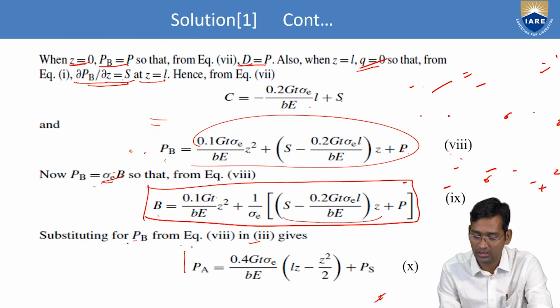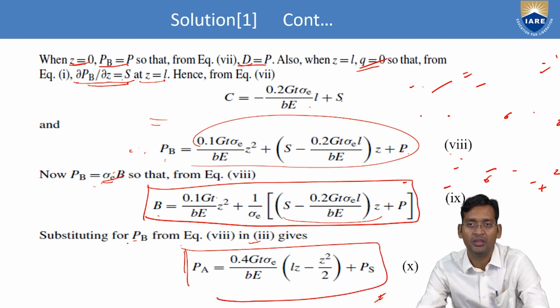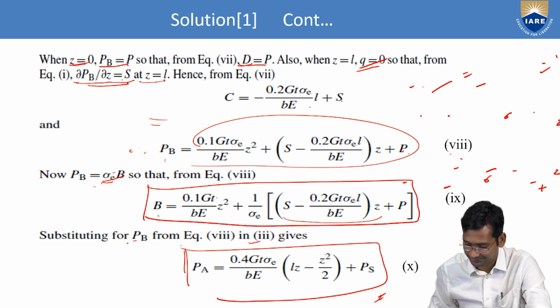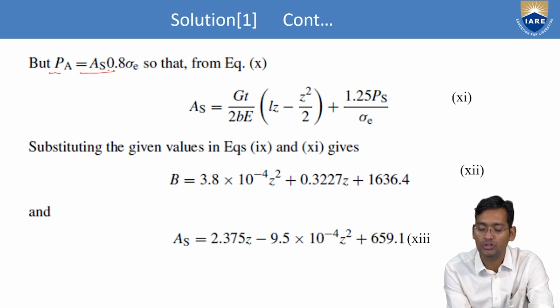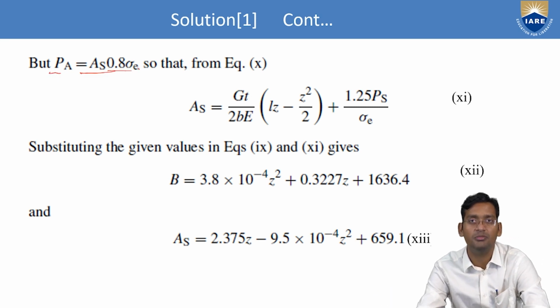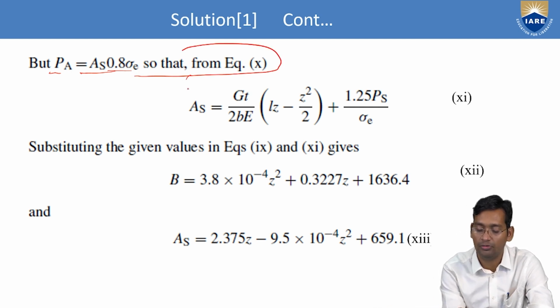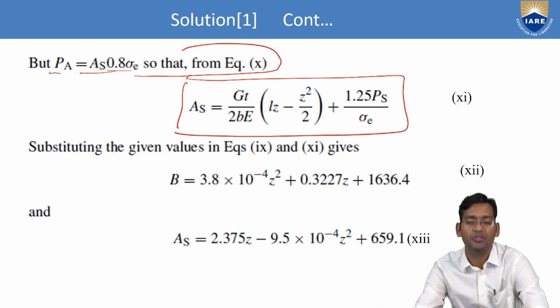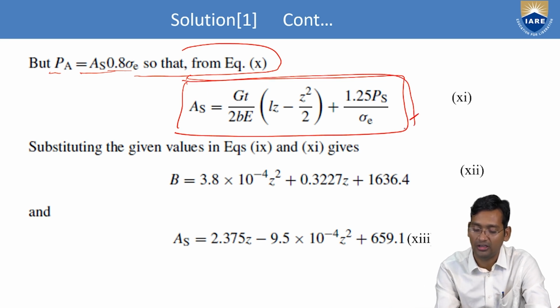After substituting, we will get PA equals 0.4 GT sigma E by BE into LZ minus Z square by 2 plus PS. Similarly, now PA equals AS into 0.8 sigma E, that is equation 10. So after putting that in, we will get AS equals GT by 2 BE into LZ minus Z square by 2 plus 1.25 PS by sigma E. So now this is our final formula for AS.